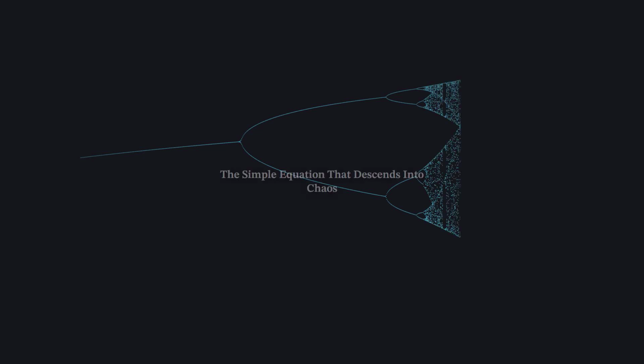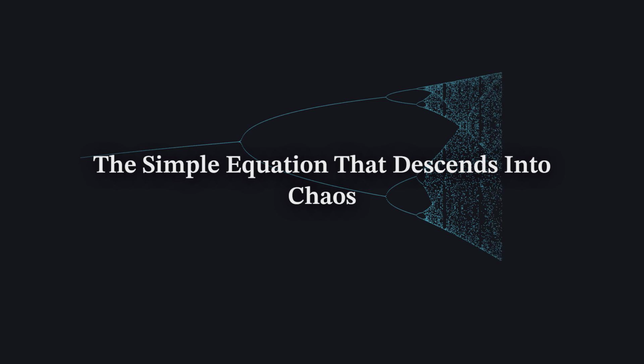Turn one dial, the growth rate, and at first the population just settles to a steady number. But keep turning, and it splits in two. Then 4. Then 8. And then suddenly, it shatters into pure chaos. A single innocent equation, containing an entire universe of order and disorder.